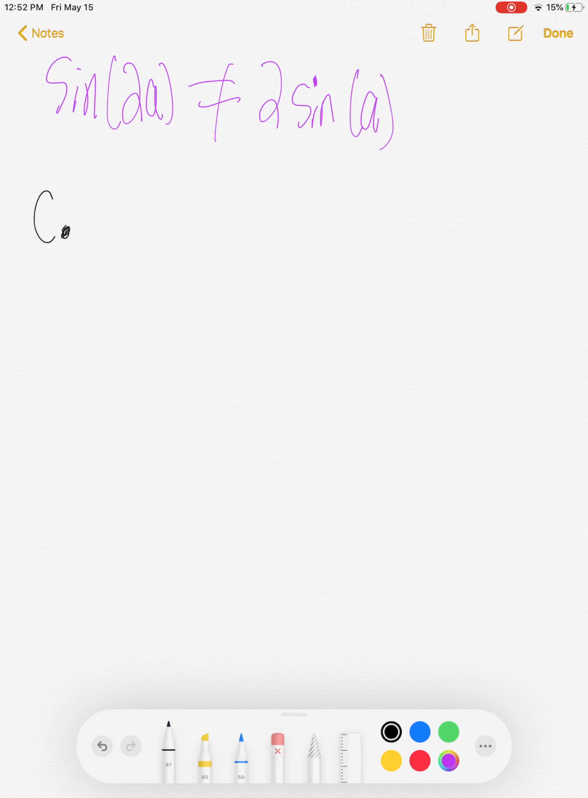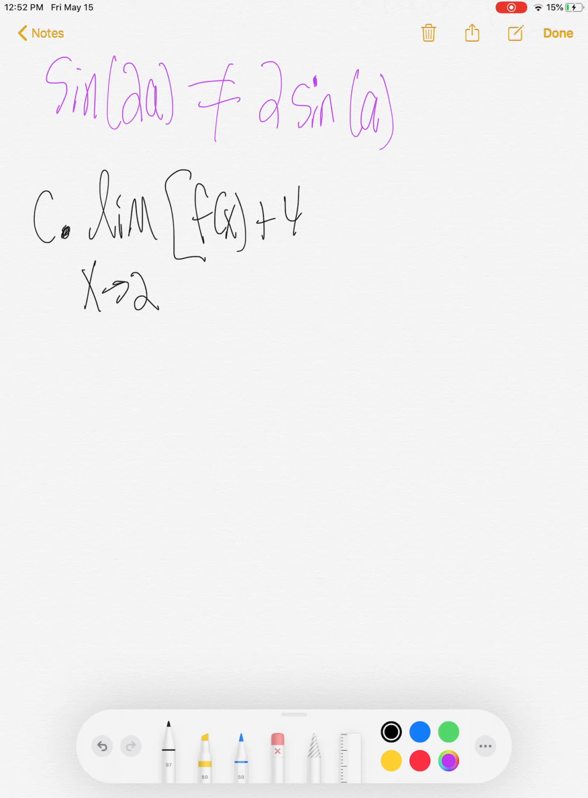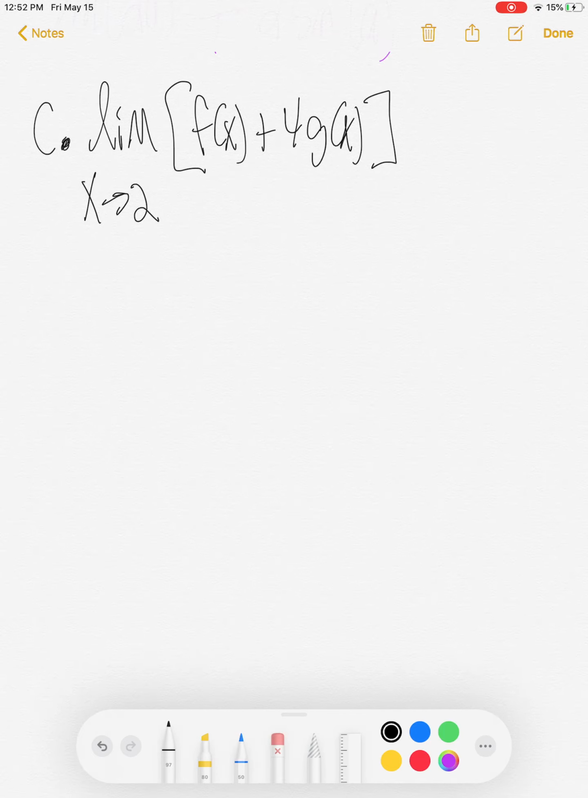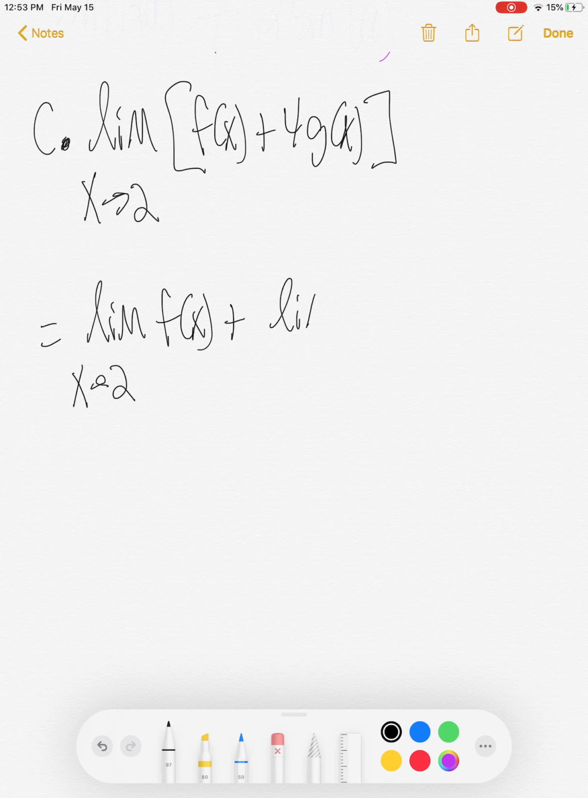Let's go to part C now. In part C, I want the limit as x approaches 2 of, in this case, f of x plus 4g of x. Okay, so that's what we want. Well, another nice limit law is that I can rewrite this as the limit as x approaches 2 of f of x plus the limit as x approaches 2 of 4g of x.